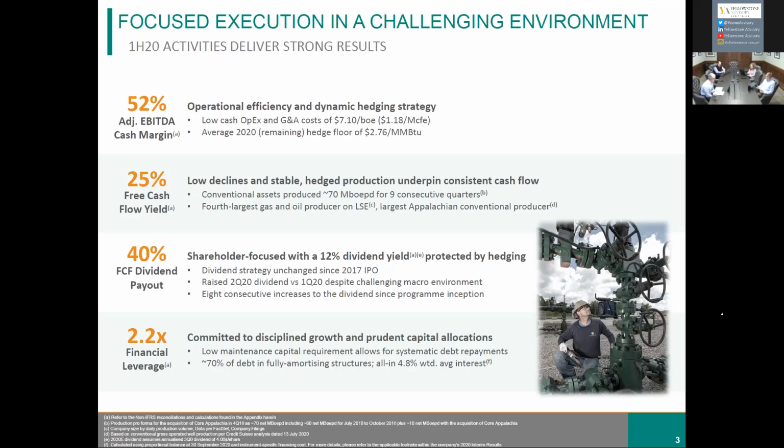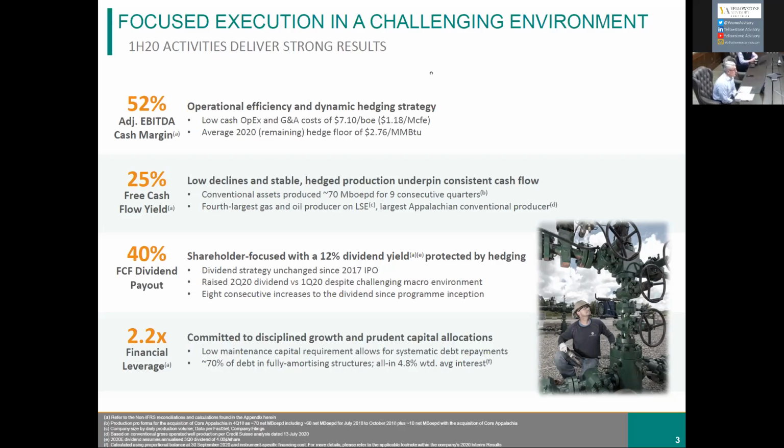But we were still able, with our robust hedge book, to end the quarter with a 52% EBITDA cash margin, which I thought was outstanding with the low commodity prices that we saw. That was really attributable to a continued low-cost operation, $1.18 per MCF equivalency, or $7.10 per BOE, relatively flat with the second quarter, but very low. And we're trying to maintain that and keep consistency in that as we move forward. But that's all in, including G&A.